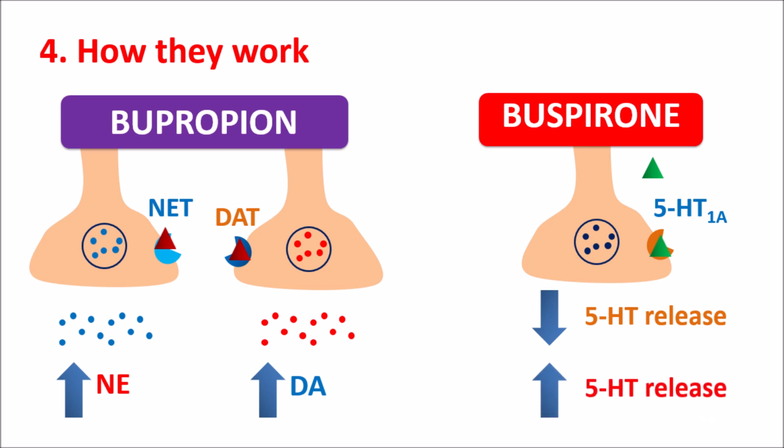In this way, buspirone initially reduces the 5-HT release, but later it can increase the serotonin release. This requires some time, that's why buspirone shows delayed pharmacological actions. Again, at this point, bupropion and buspirone differ, that's why they are used for different clinical indications.